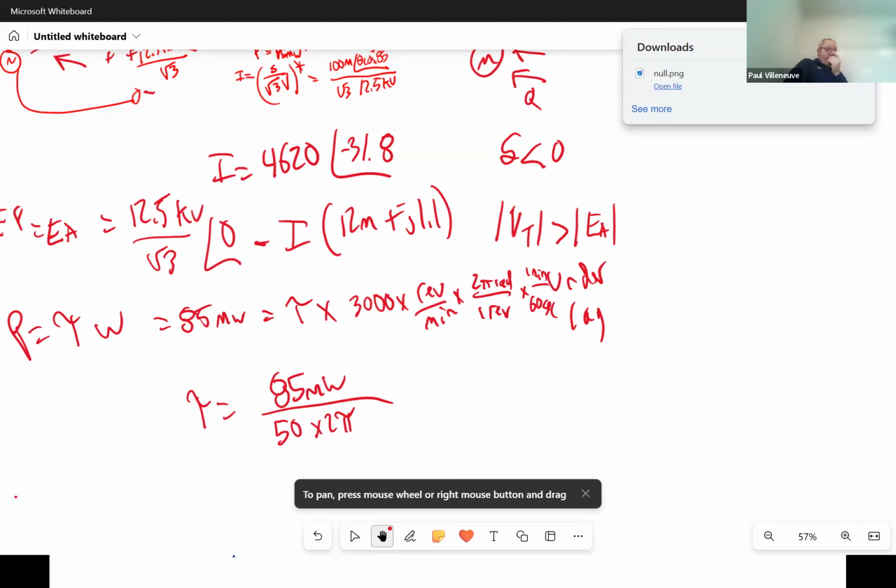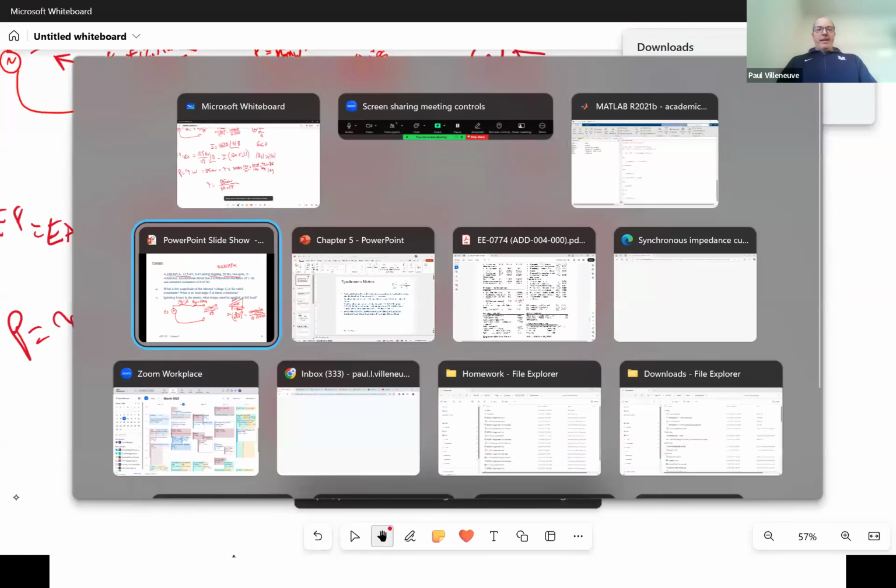Okay. That's ignoring any losses in the machine, not even including armature losses. No friction and windage. That's just the amount of power that needs to be provided. Okay.